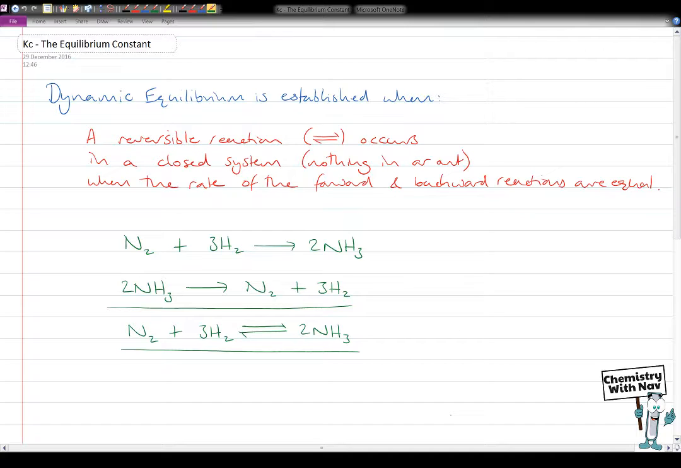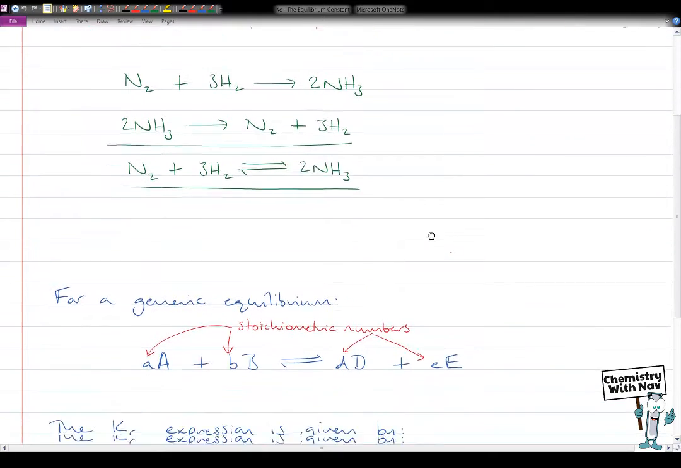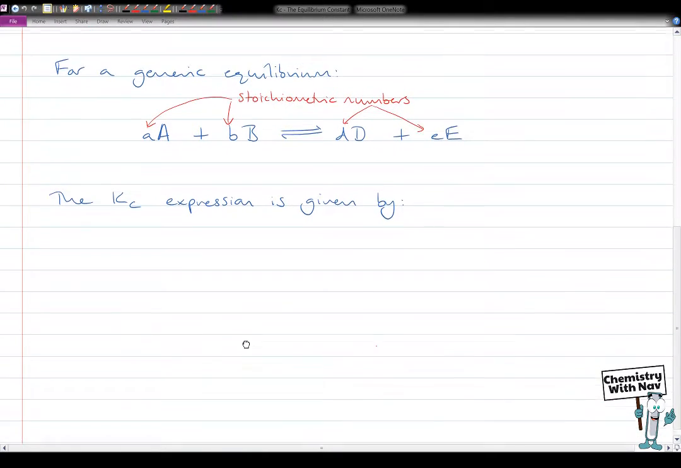This is in a closed system, so we assume that there's no other reactants trying to get in and interfere. But if the rate of the forward and the backward reactions are equal, then even though both processes are occurring, you'll find that the concentrations of the products and of the reactants remain constant. So it looks like nothing's happening, but actually both of those processes must be occurring. Okay, so let's move on then to looking at Kc.